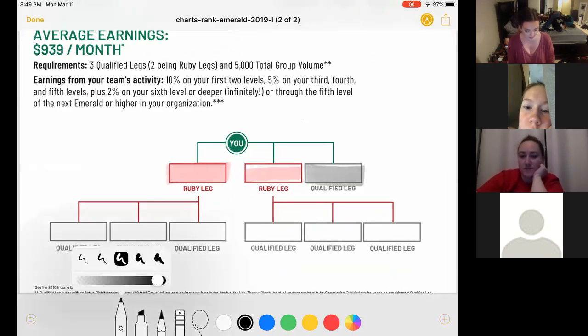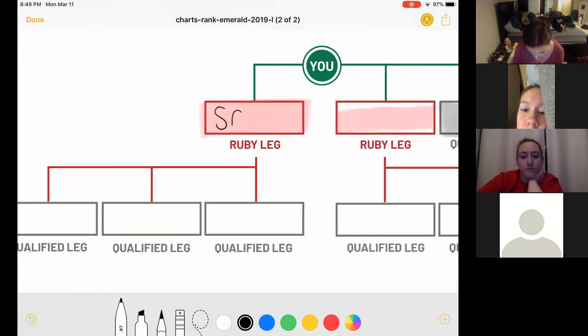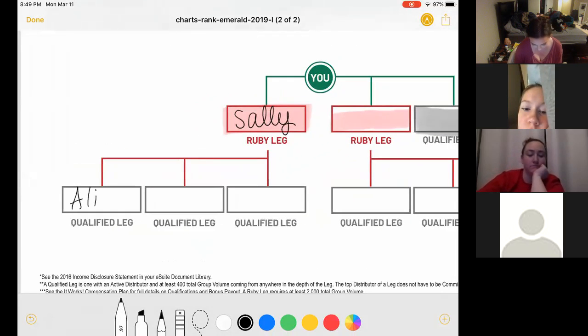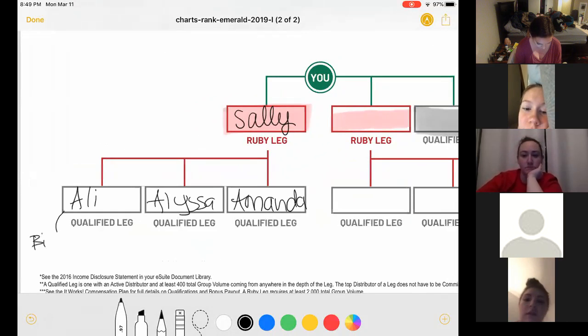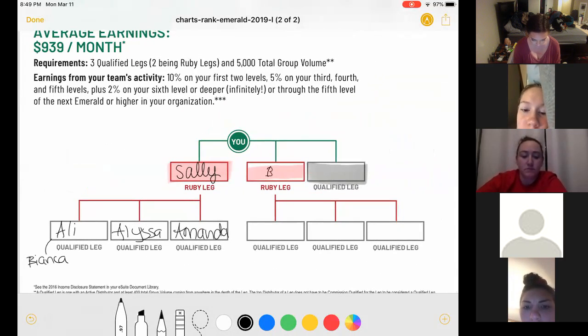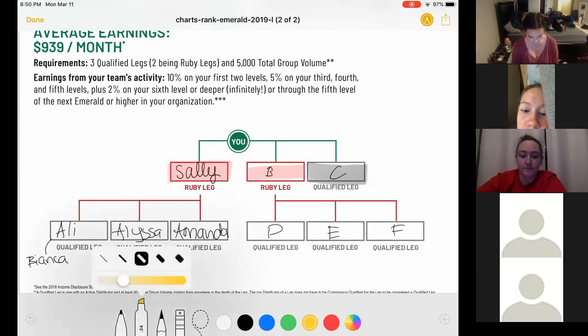Okay. So as we saw on Sarah's chart from when she was going Ruby, she has her friend Sally over here. And Sally signed up Allie, and Sally actually signed up Alyssa and Amanda. Allie signed up Bianca. And this is just person B, person C, and then D, E, F, because I don't want to think of any more names, okay? So, again, I'm using these highlighters and things because hopefully that helps you guys know where I'm talking.